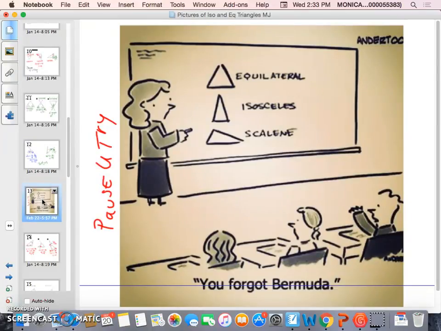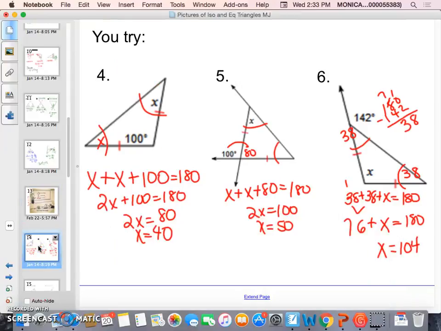So I bet you're wondering, what if you have a triangle that doesn't have any equal sides? We call that scalene. Just an FYI. All right, here are the answers to the you try.